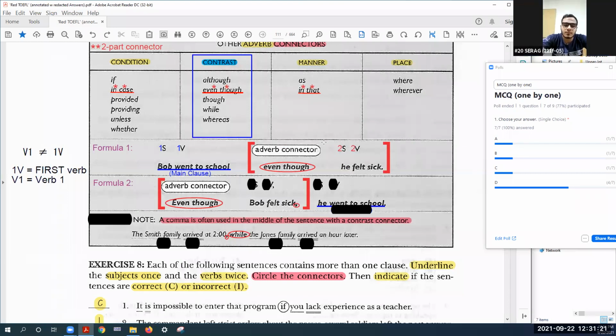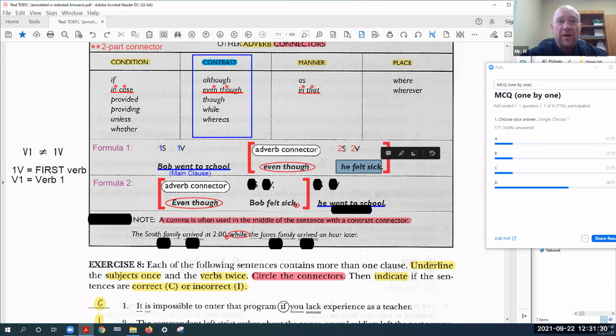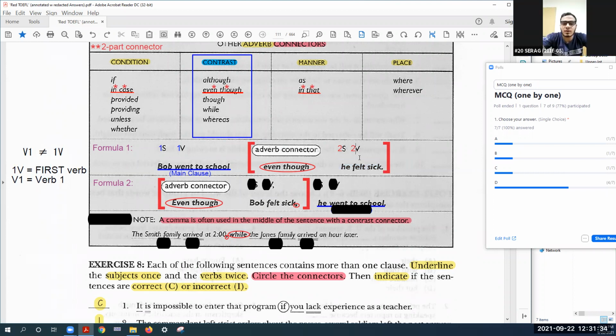And why is this an adverb clause? Dependent clause. Yes. But why? What does this explain? Because it contained an adverb connector. Right, but it explains this action. Bob went to school. He went to school even though he felt sick. So he felt sick, but he still went to school.